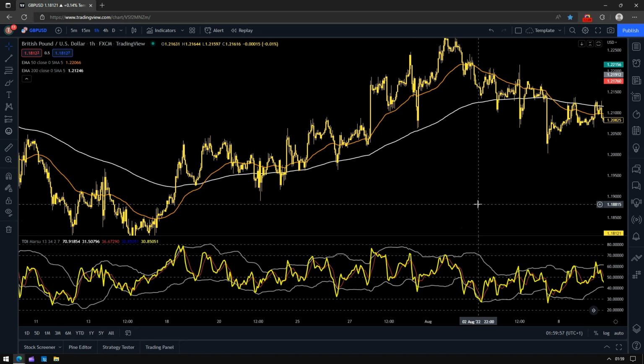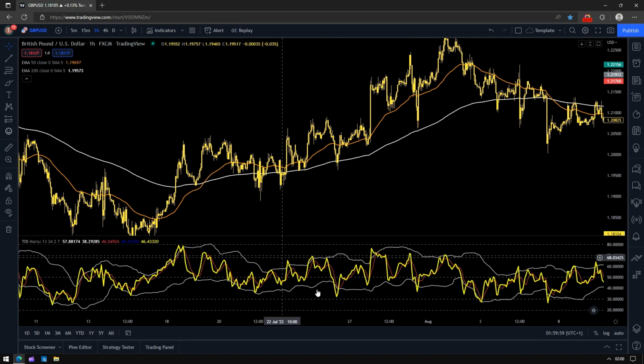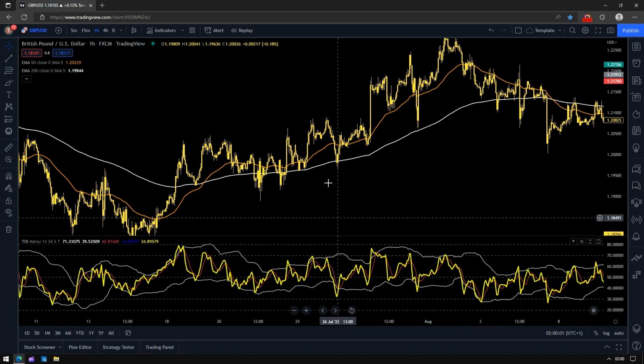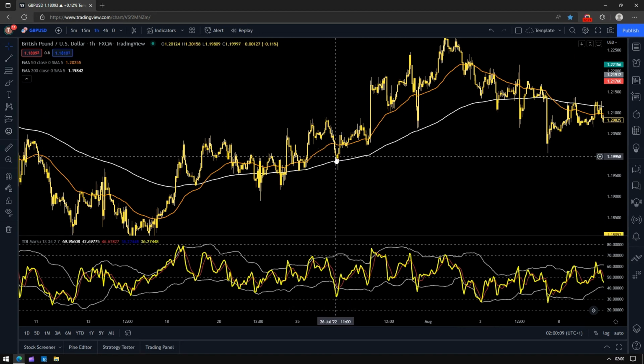Like I said, for a buy, wait for the EMAs to cross, wait for a shark fin on the TDI, and then enter when the yellow line crosses the red on the TDI, or when price closes back above the EMA.